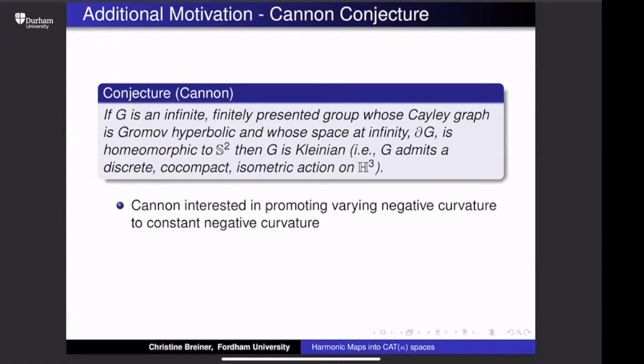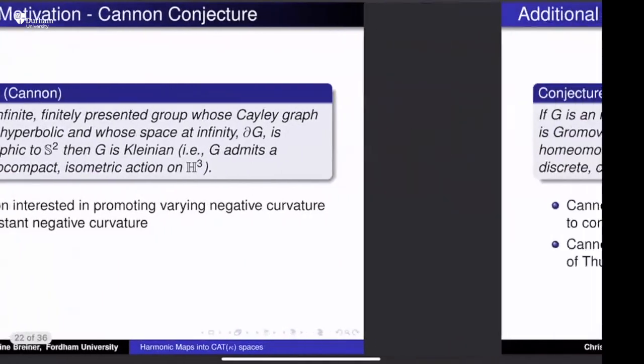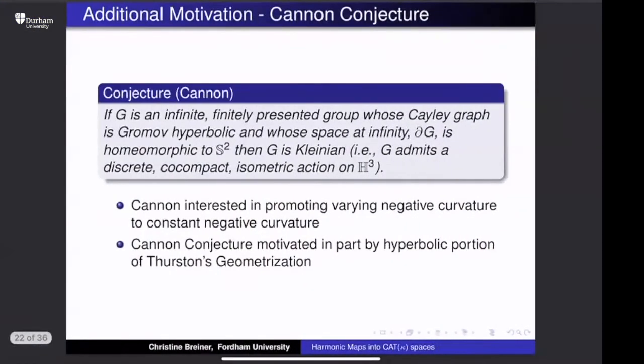And the reason, in part, that he wanted to do that was because he wanted to deal with the Gromov hyperbolic portion of Thurston's geometrization. Okay, and of course, in the early 2000s, the geometrization conjecture was solved, but Cannon's conjecture is not proven through the geometrization. So it's still open, actually. It's still an open conjecture.